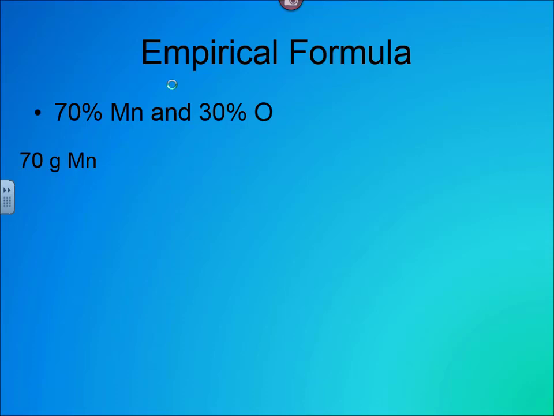Step 1, change percent to grams. Step 2, change grams to moles. Look up the mass for manganese, 54.94. Divide those two numbers, and you get 1.27.